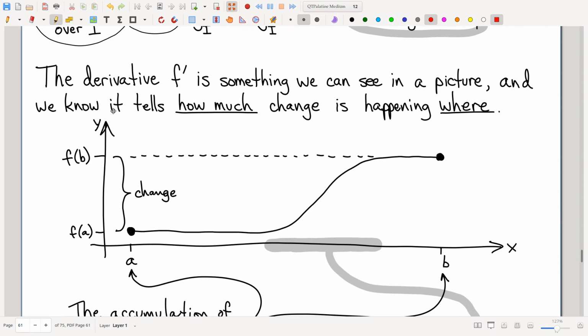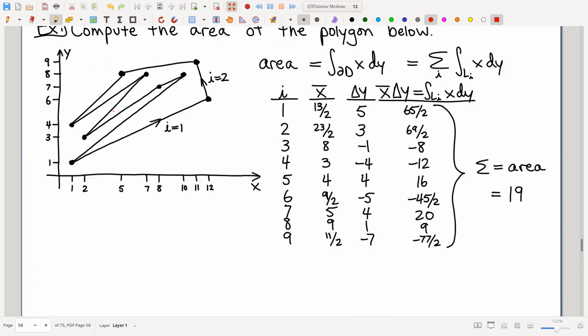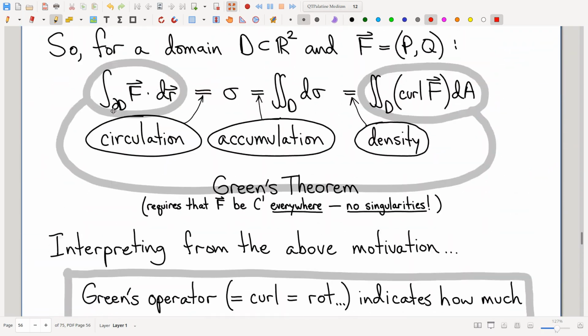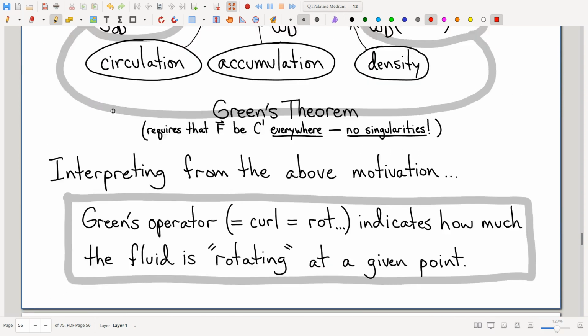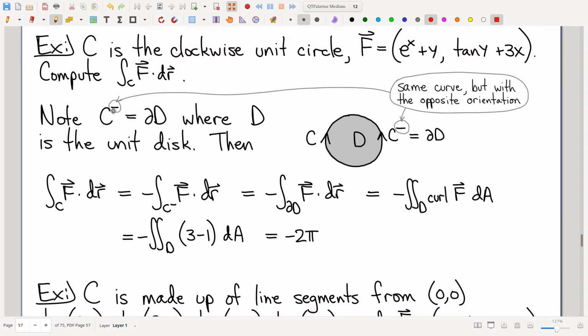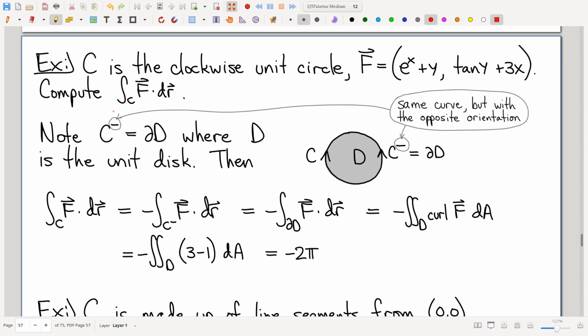If I were to reconsider, let's go all the way back to, let's see, where's my picture? Well, let's just look at this picture right here. This is the first example that we did. And the question was to compute this line integral, going around that way. That line integral is computed on the boundary. Well, of course it is. That's what it is. It's computed on the boundary.